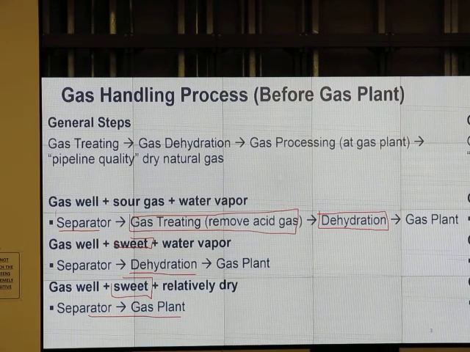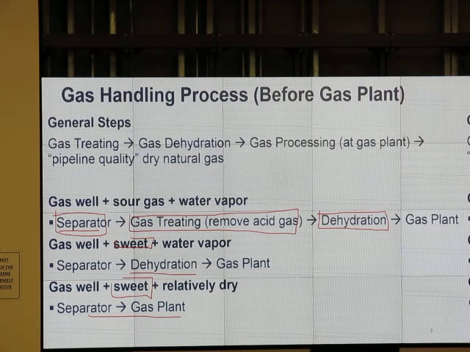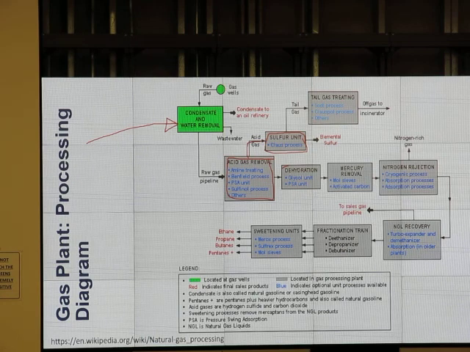Step number 1, of course, use a separator to remove most of the water out. Then use the amine unit to remove gas. Then use the dehydration unit or glycol unit to remove some small water droplets or some water vapor that cannot be removed by a separator. So after we have acid gas removed by the amine unit, we use the Claus process. The Claus process will convert H2S to elemental sulfur, the yellow sulfur, and use that for fertilizer. Okay.